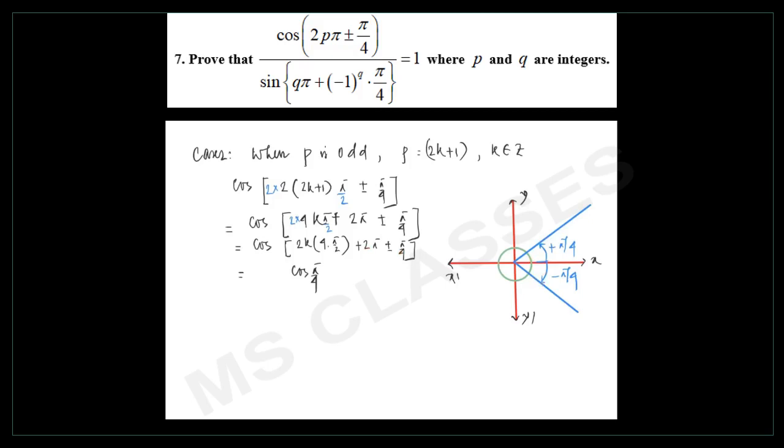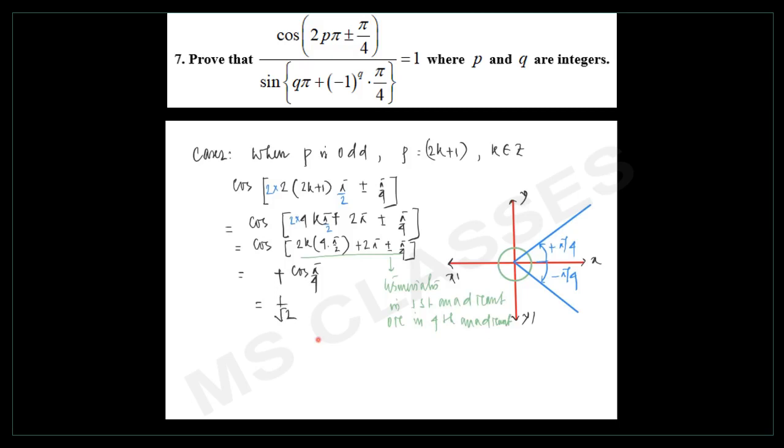The whole angle terminates in first quadrant or in fourth quadrant. And in both the quadrants cos is positive. So the ultimate answer is 1 by root 2. So what do you get? The answer is 1 by root 2.